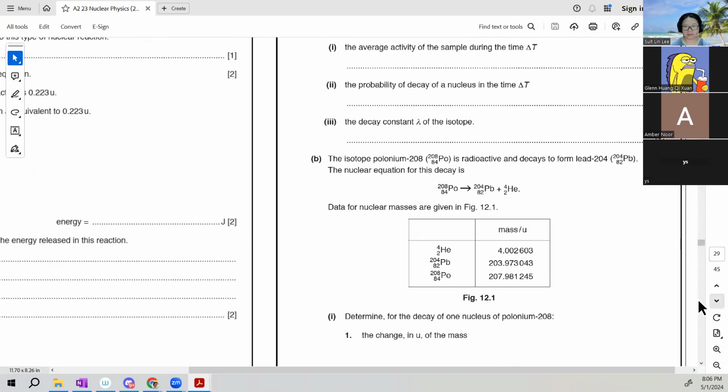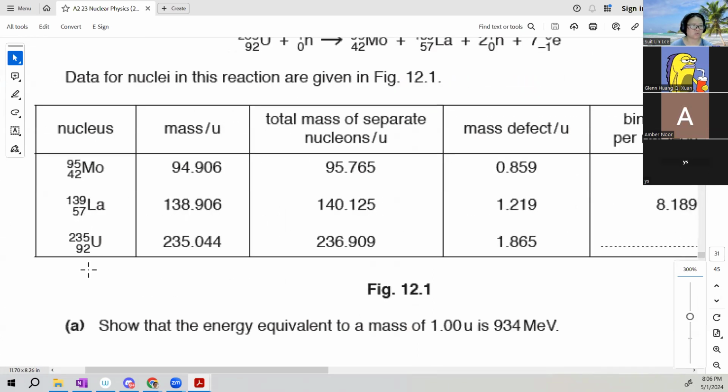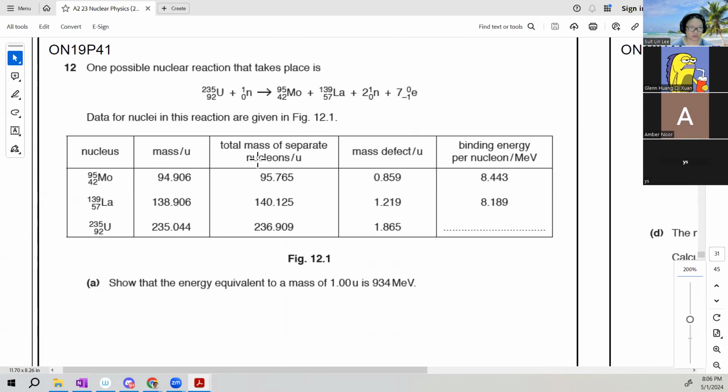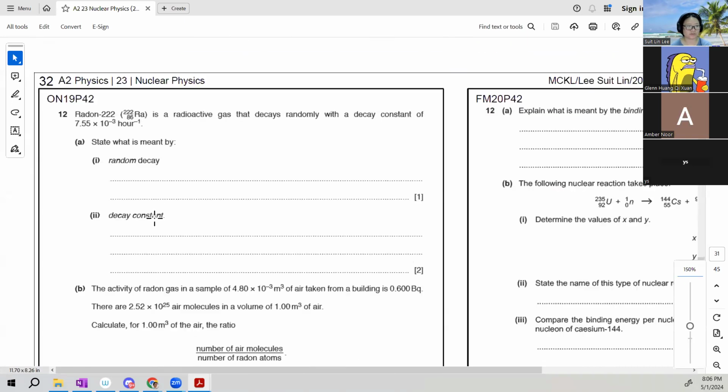But sometimes, instead of the mass, they will give you everything: mass, total mass, mass defect, binding energy per nucleon. If you understand this question, then you will understand how to use different data. Teacher, do I need to use all the data? No, you don't need to. In fact, this data, 95765 subtract 94906, is this one: mass of the nucleus, total mass of the separate nucleons. When you subtract these two, you will get this. So you can try out the questions.